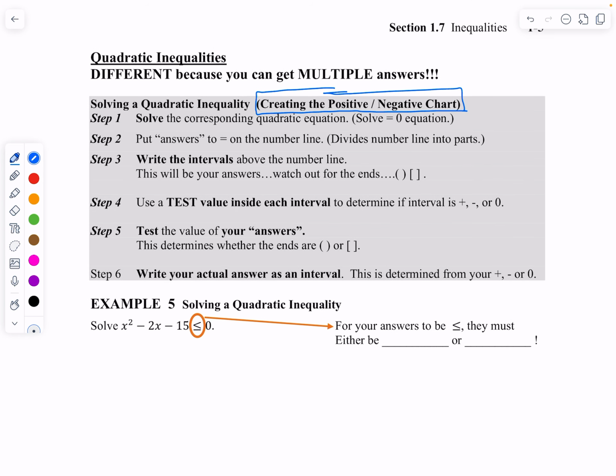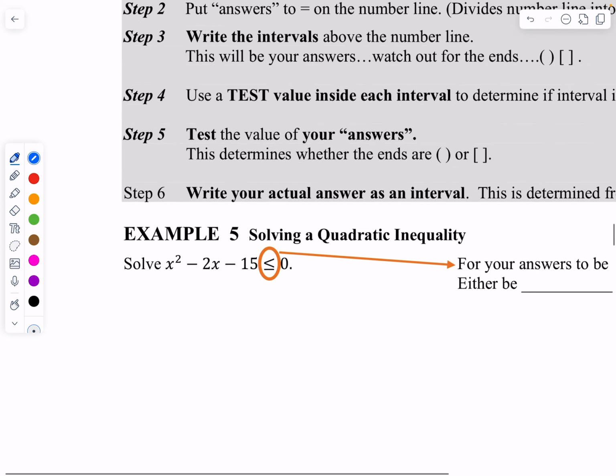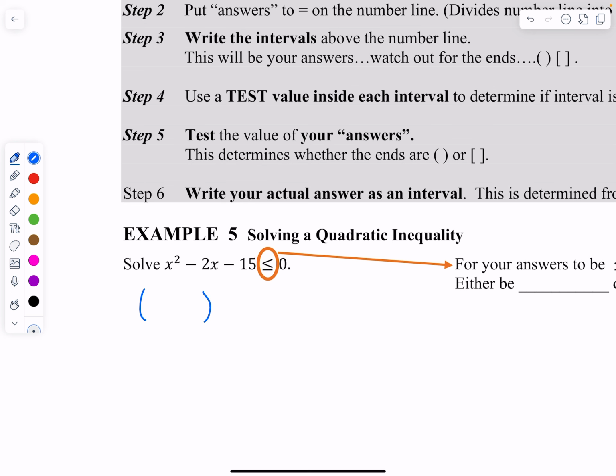Okay, but the first thing we're going to do, and here's our steps, is solve it as though it was an equal mark. So we're going to pretend this is an equal mark, and we're going to go ahead and solve it. Now we could factor it, use the quadratic formula, or complete the square. The easiest, though, is to factor, and this one does factor. So I'm going to factor that guy.